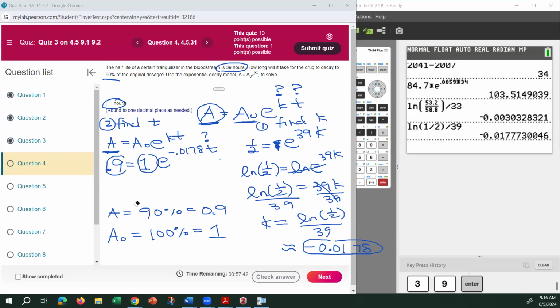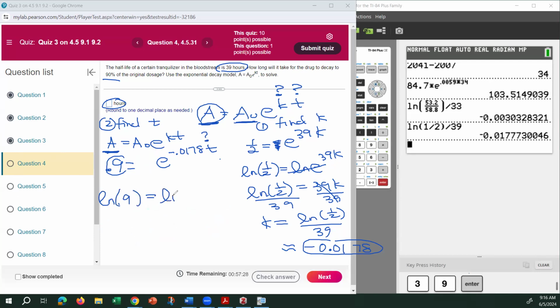To repeat the process, we're going to do ln of both sides because we can ignore that 1 again, right? 1 times e is just e. And so if we do ln of both sides, ln of e to the negative 0.0178 T, and then ln and e cancel. And so we have ln of 0.9 equals negative 0.0178 T. Divide both sides by negative 0.0178. And I'll put that in the calculator.